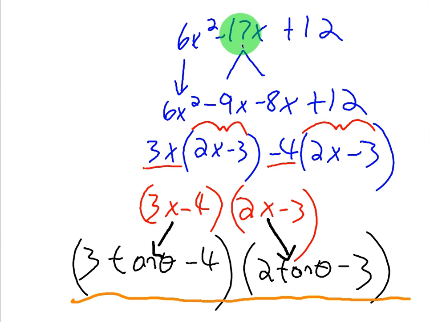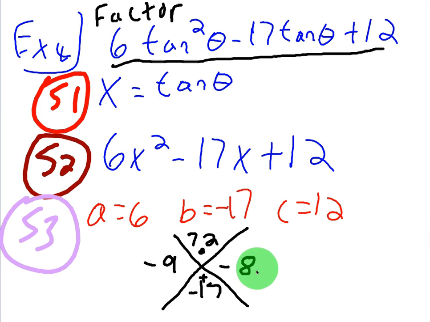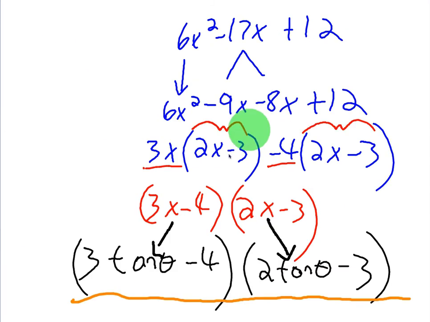So first we're going to break that negative 17x down into negative 9x and negative 8x, based on these two numbers that we figured out in our x method. We're going to pull a GCF out of 6x squared minus 9x, which is going to be 3x. We're going to pull a GCF out of negative 8x and positive 12, which is going to be negative 4. This leaves us with the same thing in the parentheses, 2x minus 3, which is why the x method works.